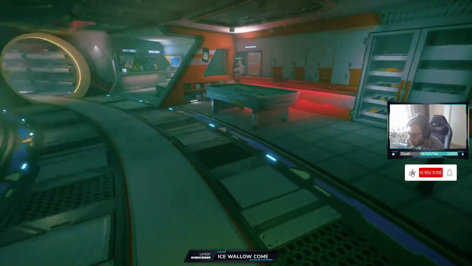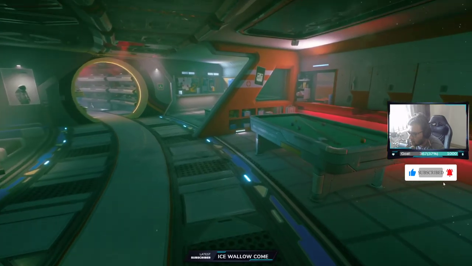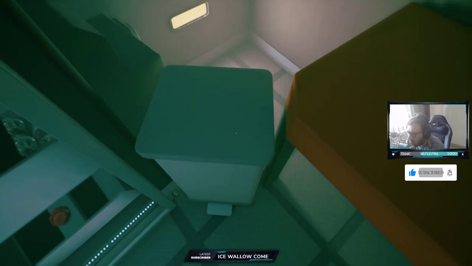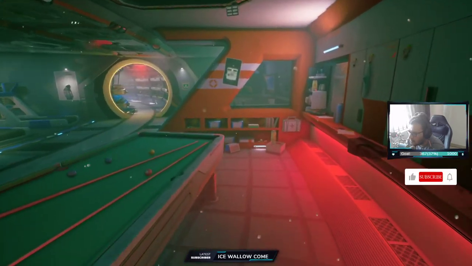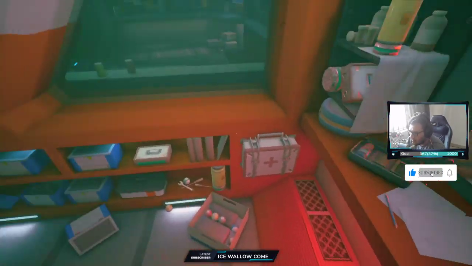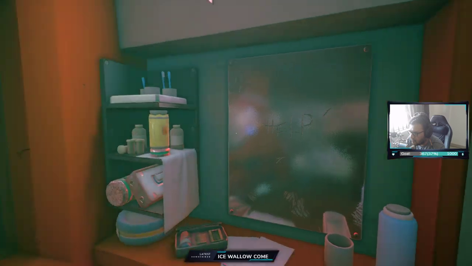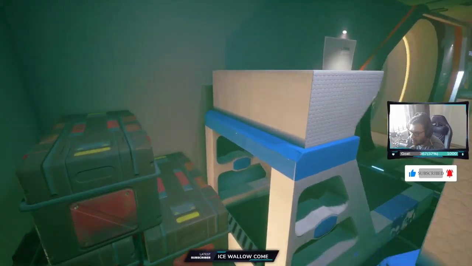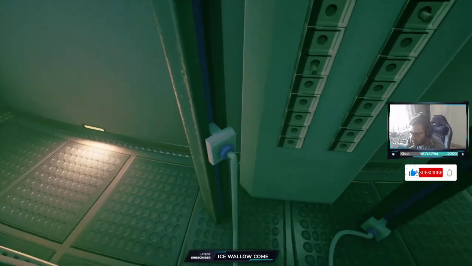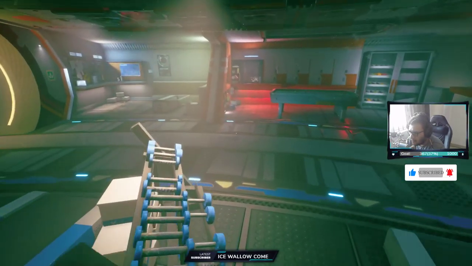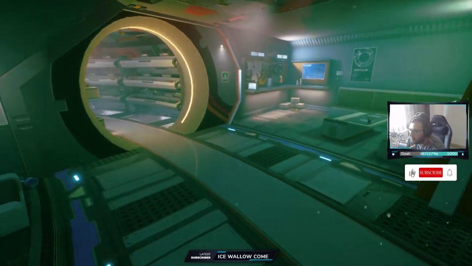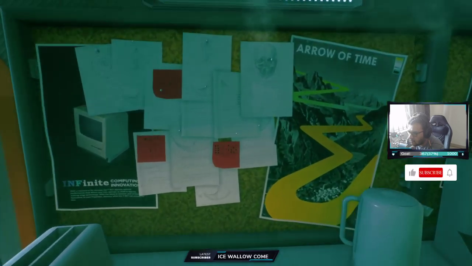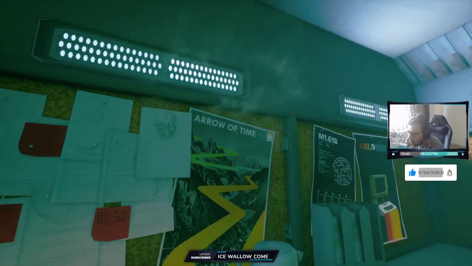The hole is still there. Okay. Something must be here to interact now. Plus pin I can't cross. Help. Okay. Can't interact with any of this. Where do I go, guys? Do you see anything? What is this? Arrow of time.